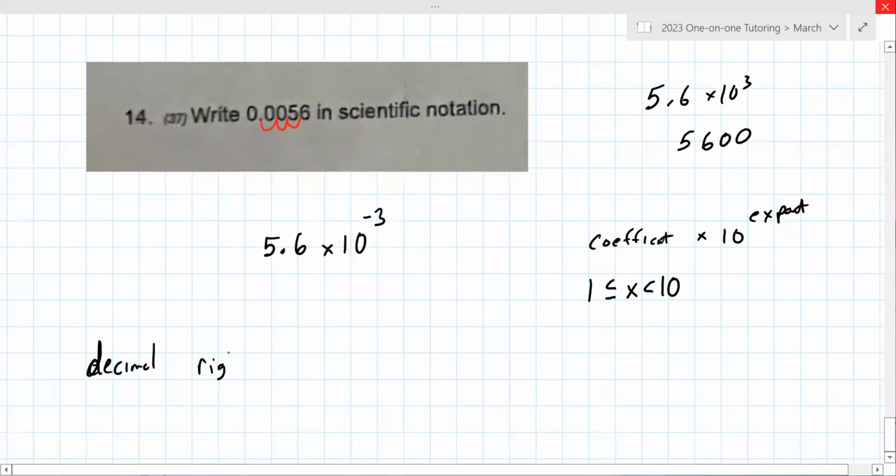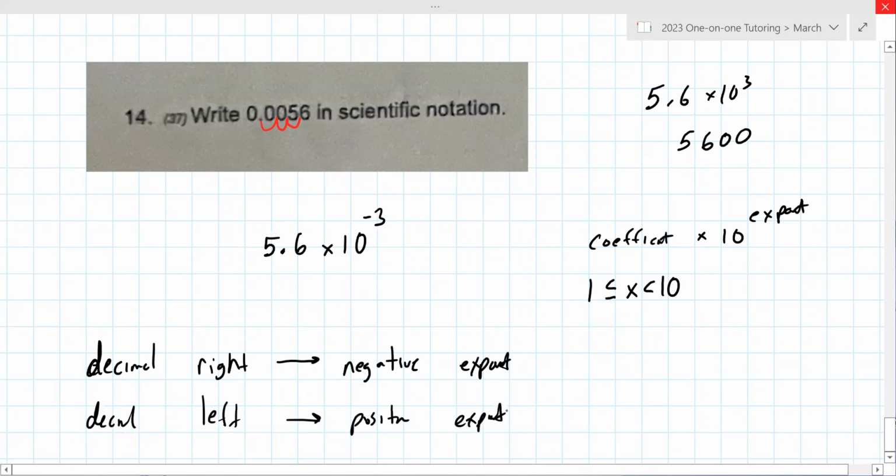Decimal right is a negative exponent. Decimal left is a positive exponent. The only issue I have with this is, if they go the other way and they give you something and ask you to write it in standard form, these rules flip, which is why I don't like telling students the rules. I think when there are two rules for two different cases, it's very unclear what to do.